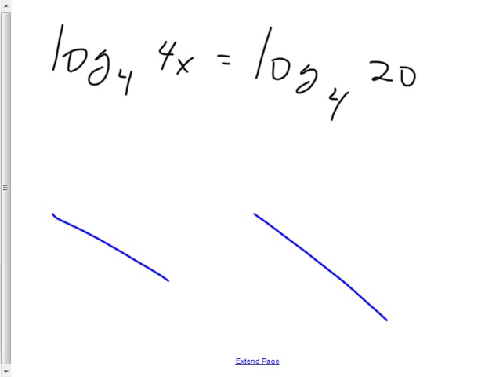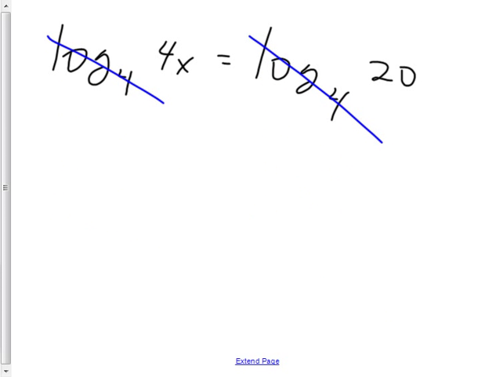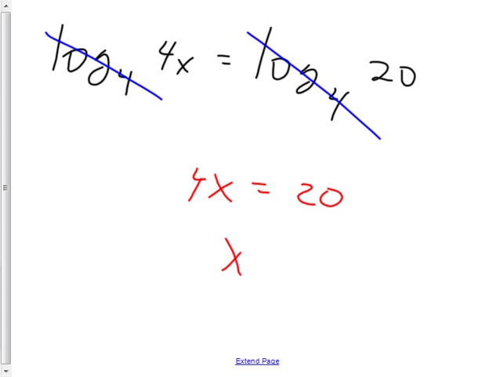It kind of has to do with the log base 4s. Yes, so that's what they're for, see? Boink. So now what's the answer? Yeah, because 4x equals 20 and x equals 5.